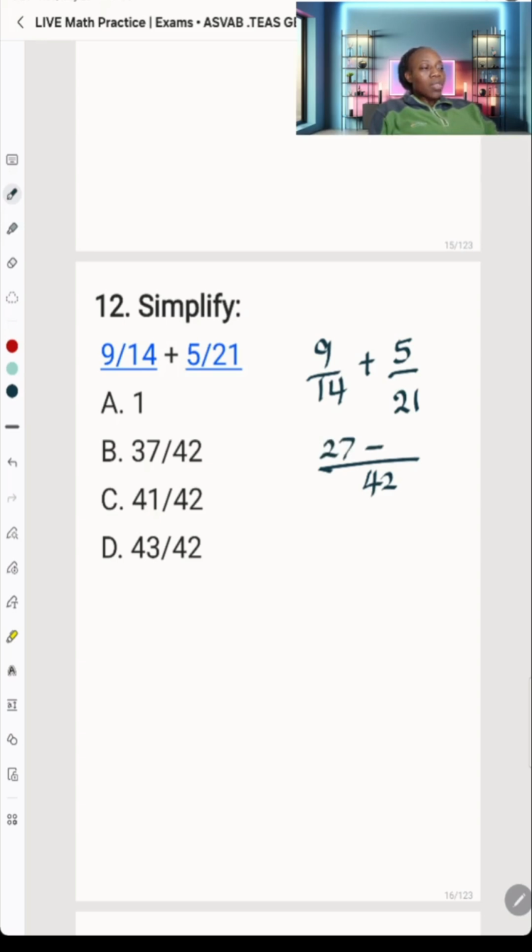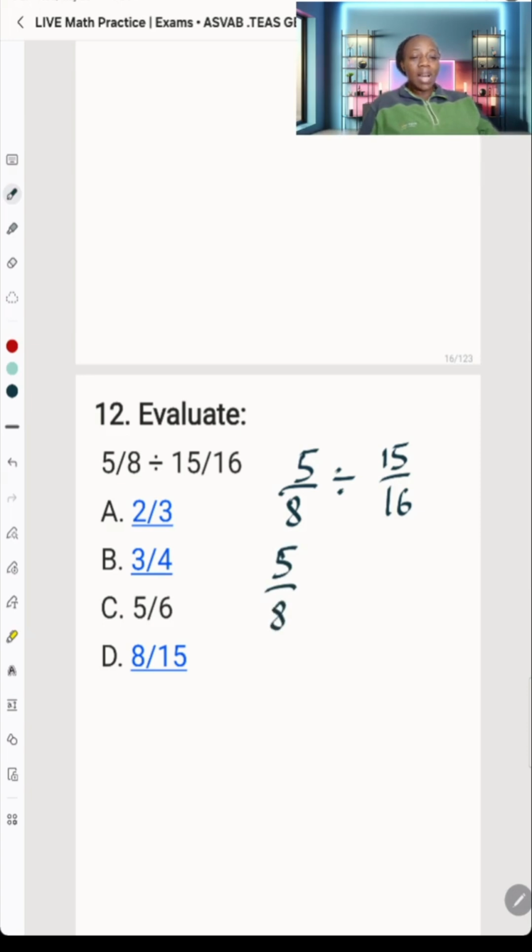Then plus, how many 21 in 42? That will be 2. 2 times 5, that will be 10. 27 plus 10 will be 37/42. Then, can we divide? Is there anything that can divide each other? Nothing again. Our answer is B.